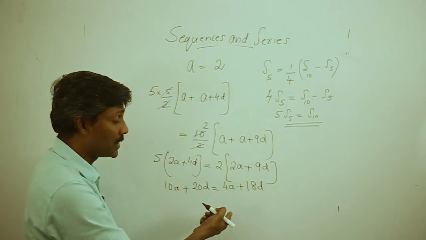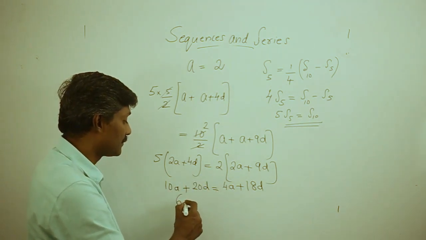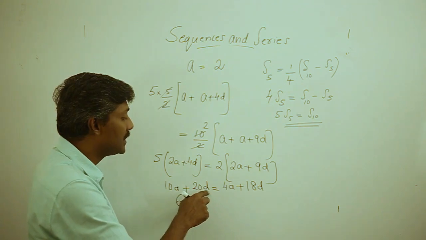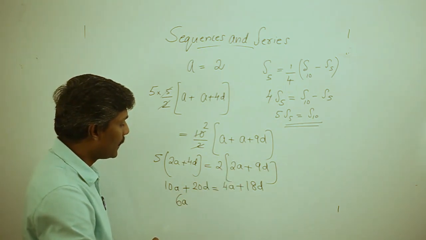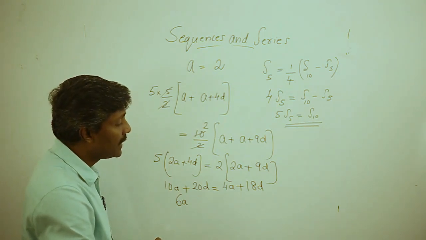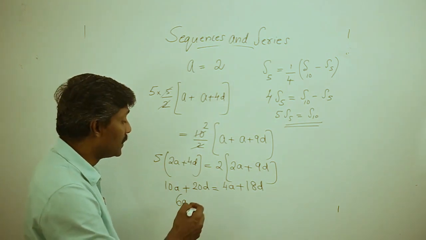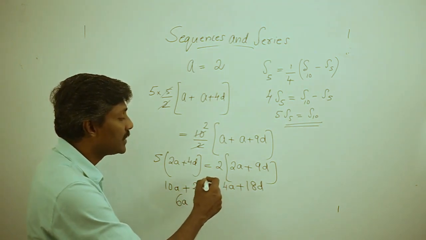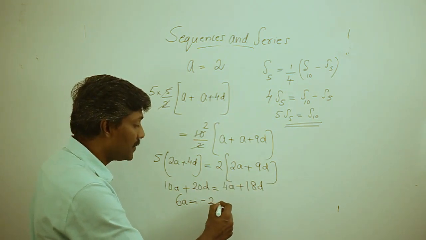Now I will take this A. So I will take this 4A to the left. So that becomes 10A minus 4A, which is 6A. And I will take the 20D to the right. Or let's do one thing. If I bring the 18D to the left, it becomes 2D. Yeah, it's okay. So I will take the 20D to the right side. So that becomes 18D minus 20D. That is minus 2D, right?